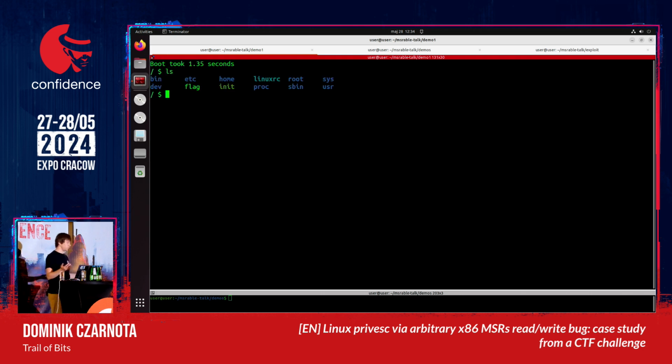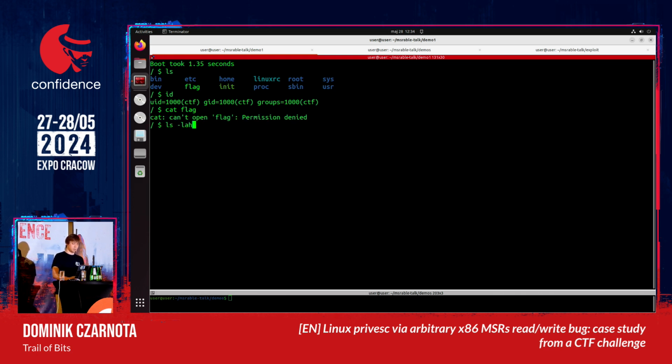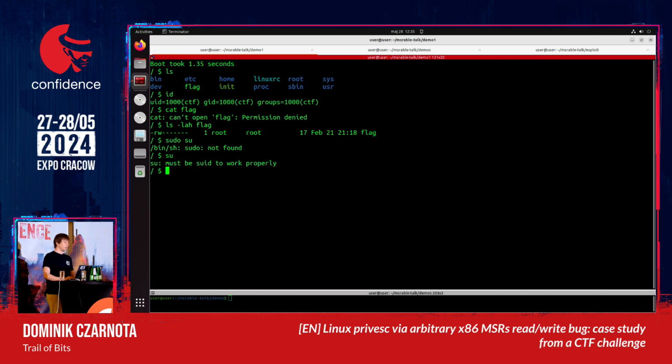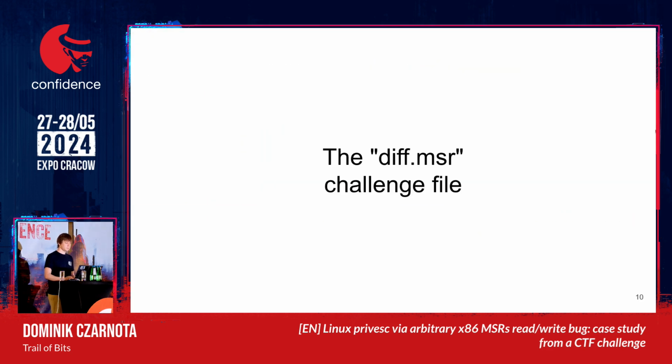But we are on some Linux machine here, and we are user 1000 or CTF, and there is a flag file that we have to access or read. But this flag file is owned by root. So the thing that we have to do here is we have to escalate our privileges and become root at some point somehow. Obviously, we are not in sudoers. There's not even sudo, and we cannot really gain root privileges normally. So yeah, what do we do?